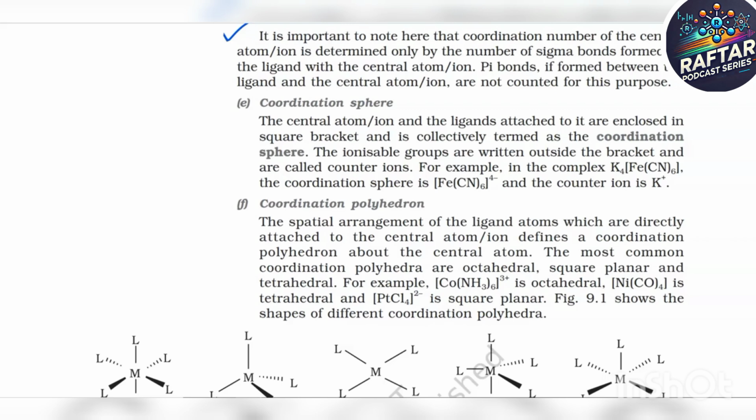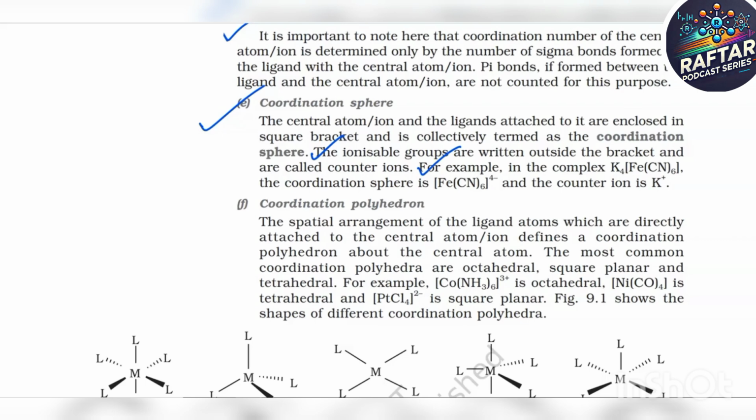E. Coordination sphere. The central atom or ion and the ligands attached to it are enclosed in square brackets and are collectively termed the coordination sphere. The ionizable groups are written outside the bracket and are called counterions. For example, in the complex K4[Fe(CN)6], the coordination sphere is [Fe(CN)6]4- and the counterion is K+.